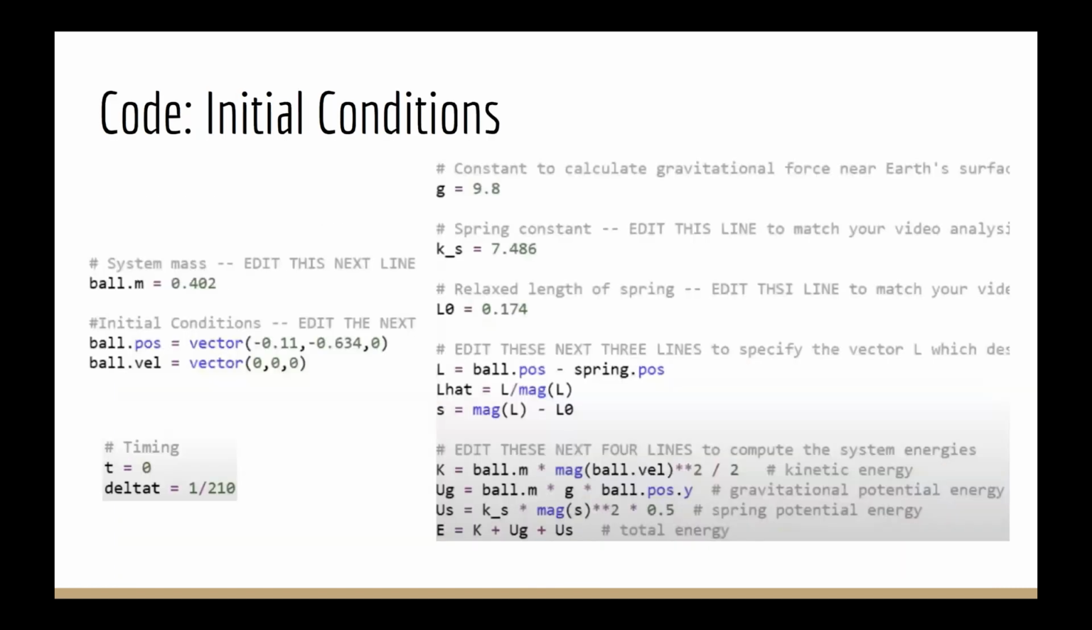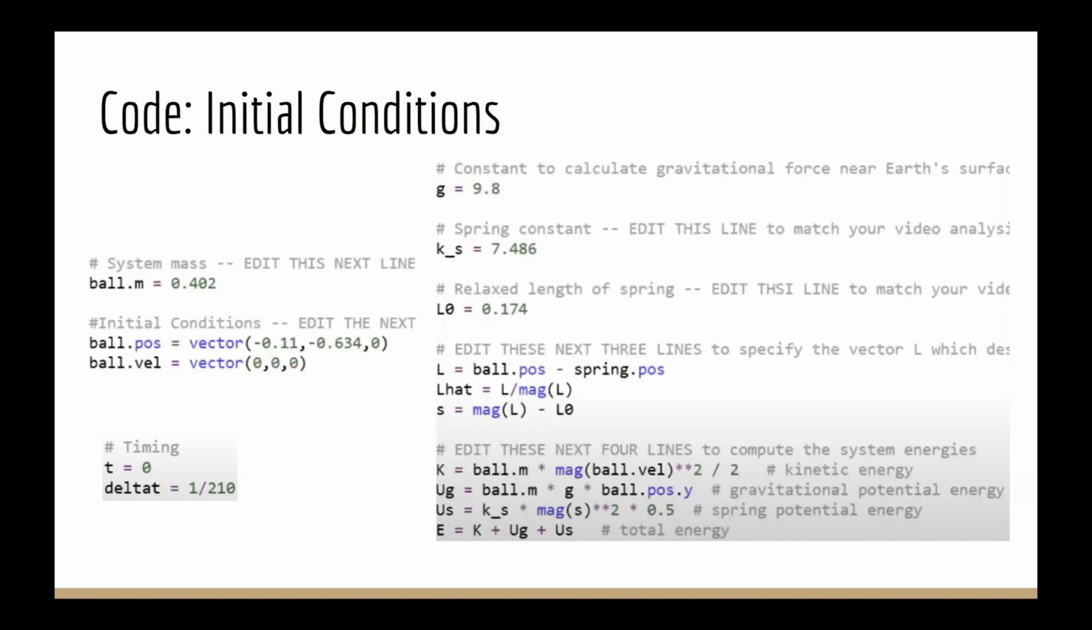All right, so some code. Our initial conditions are the mass of our ball, the ball's position, and the ball's velocity. We've also got our time t, our delta t, and the gravitational constant 9.8 meters per second squared. We've included our spring constant, the rest length of the spring, and we've also calculated L hat, which is the vector L over the magnitude of L. The stretch of the spring is S, the magnitude of L minus the rest length of the spring, and we've calculated the initial kinetic energy, initial gravitational potential energy, and the initial spring potential energy, which when summed up gives you your total energy.